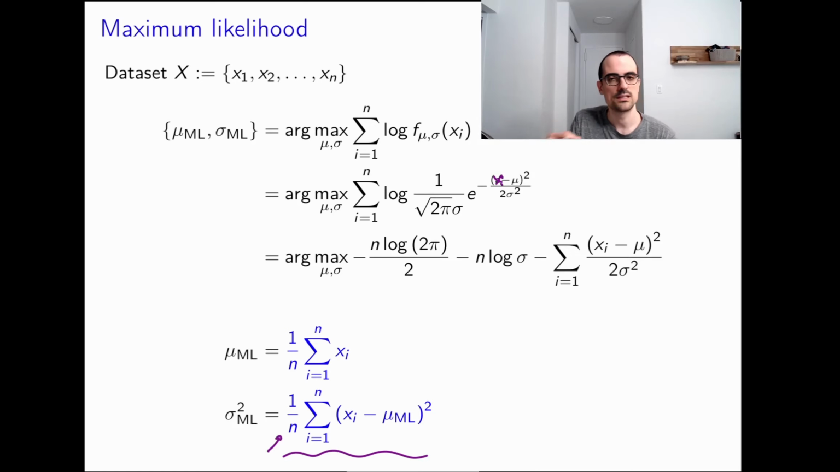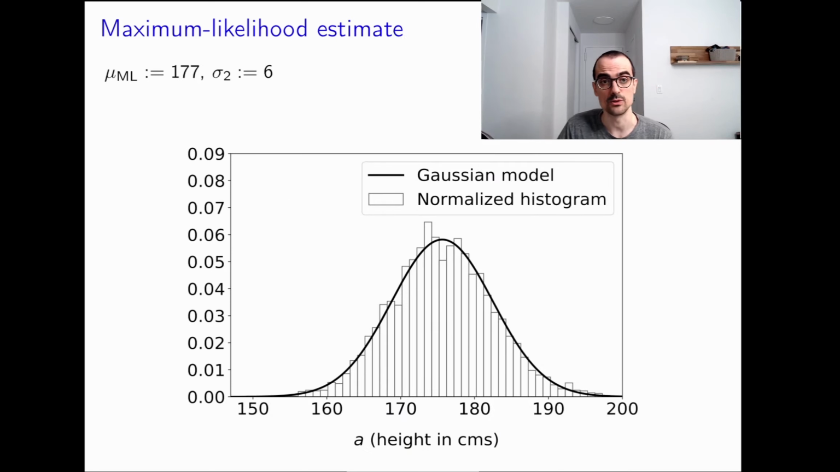How do we fit Gaussian distributions? We use maximum likelihood, and what that amounts to is the mean parameter becomes the sample mean, the standard deviation parameter becomes the sample standard deviation. And that gives us a very good fit, in this case, on this height data.